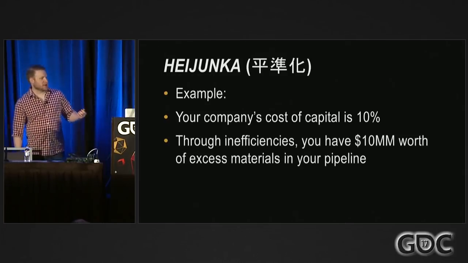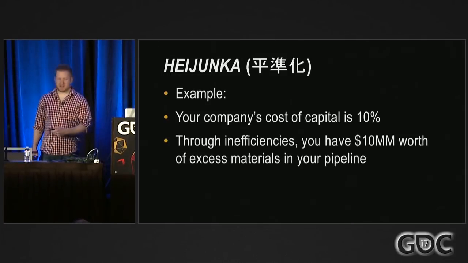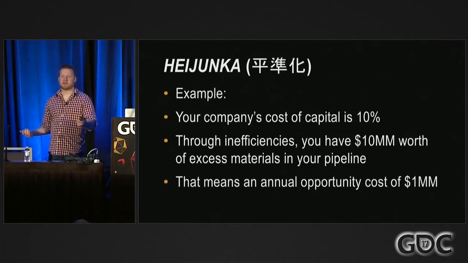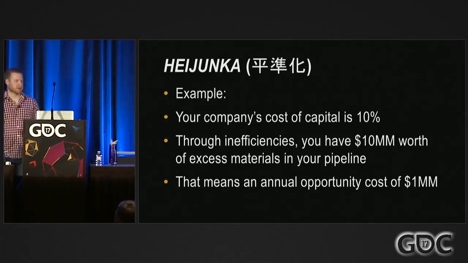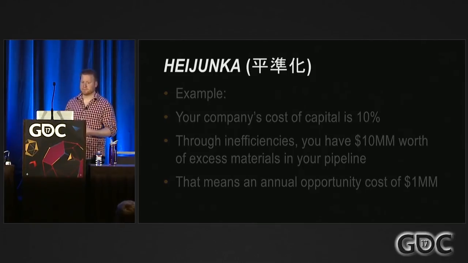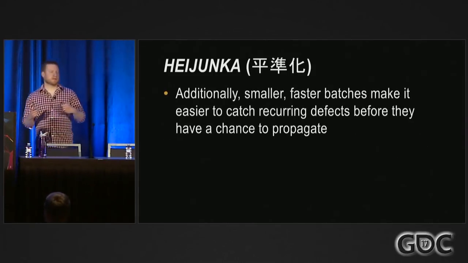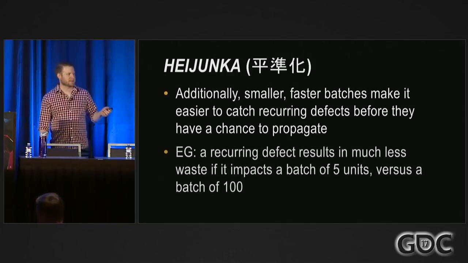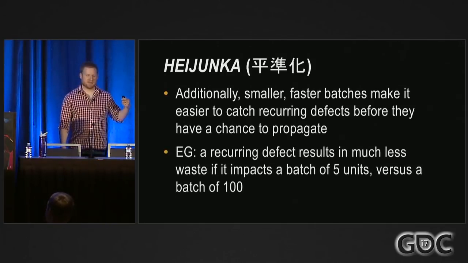Because of inefficiencies, you have $10 million worth of bloat in your system that doesn't need to be there but is because you're just inefficient. That means there's an annual opportunity cost of $1 million that your company is absorbing. If you could liberate that $10 million, you could make $1 million a year on it, but you can't because you're inefficient. Now, the other good thing about small batches is they make it easier to find and fix recurring defects. It's way better to fix something if it impacts 5 units than if it impacts 100.